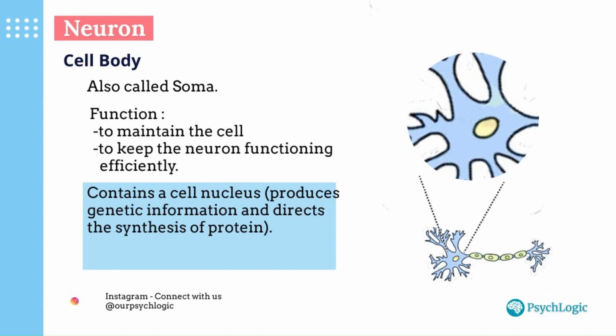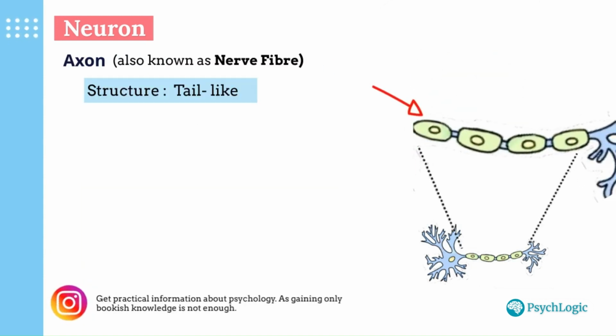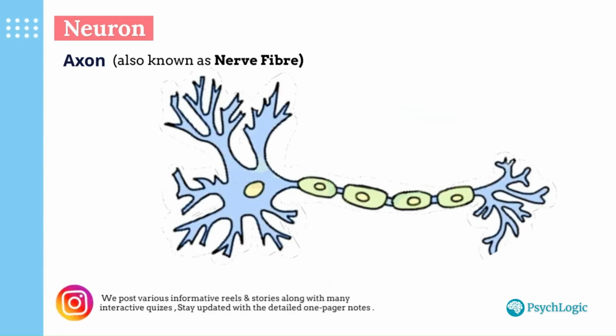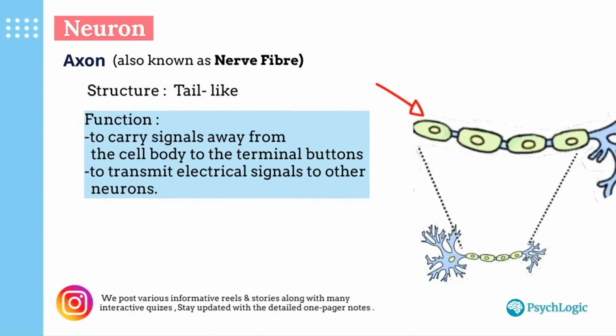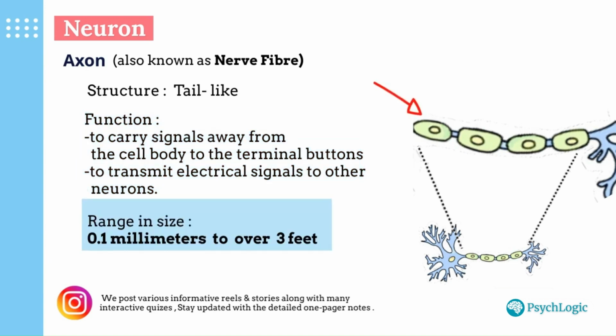Moving along, this long tail-like structure which is called the axon, and it is also known as nerve fiber. The axon is basically a tail-like structure that is joining the cell body at the junction called the axon hillock to the terminal button. And the function of the axon is to carry the signals from the cell body to the terminal button to transmit these electrical signals to the other neuron. Most neurons have only one axon. This ranges in size from 0.1 millimeters to over 3 feet.